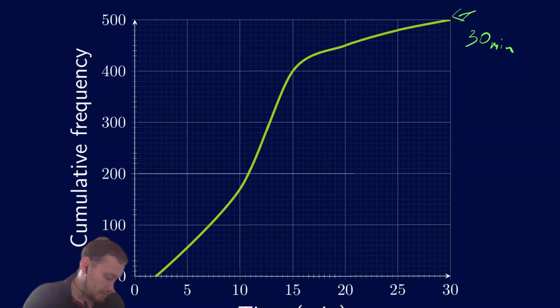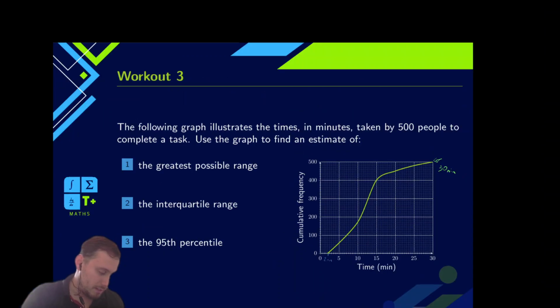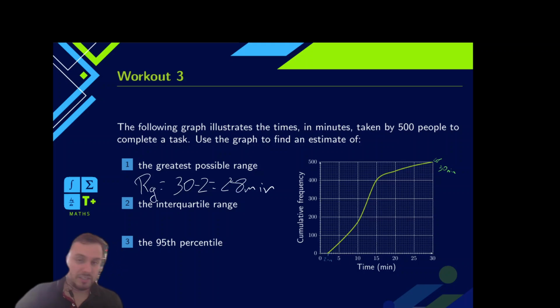So then the smallest value that will be here would be 2 minutes. From there, the greatest possible range that we can find would be the difference between these two, between 30 and 2. That would be 30 minus 2, which is 28 minutes. So the greatest difference that we can find is 28 minutes.